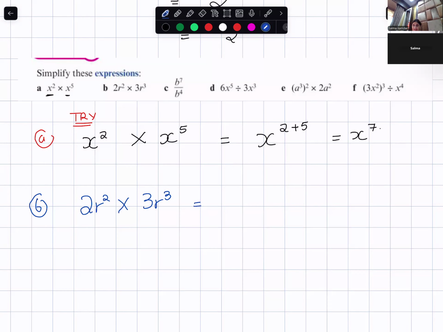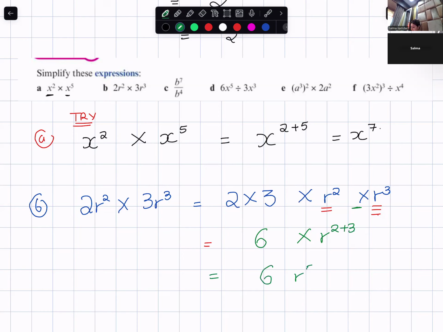I will rewrite the expressions with numbers together and r's together. So if I rewrite it with numbers together, it will be 2 into 3 into r squared into r cubed. Check where the base is the same. The base is the same here. So 2 into 3 would become 6 into r. Base is the same. Multiplication means addition, 2 plus 3. So it will become 6r raised to 5.